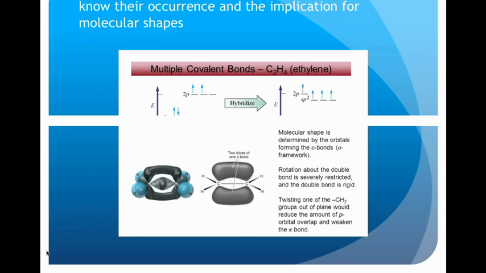Now, here is an actual picture of ethylene, ethene, with a carbon-carbon double bond. You see that we still have the carbon-carbon sigma bond, but we have 2 p orbitals overlapping to create a pi bond.